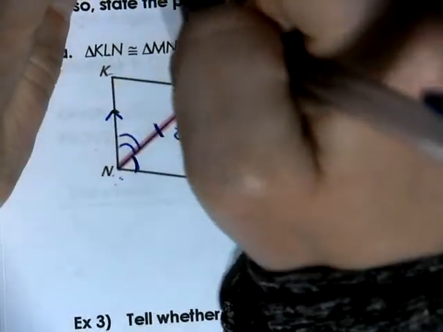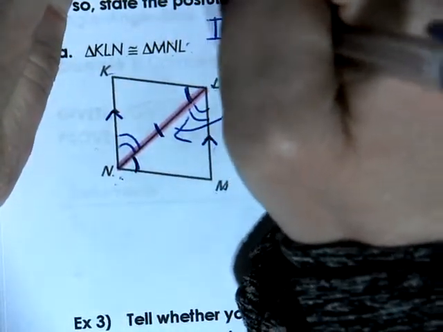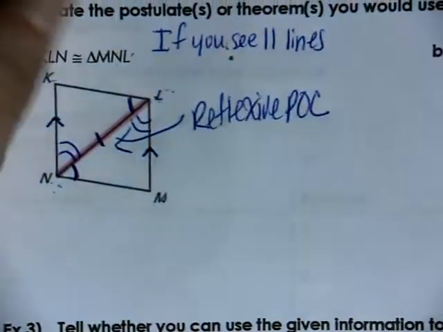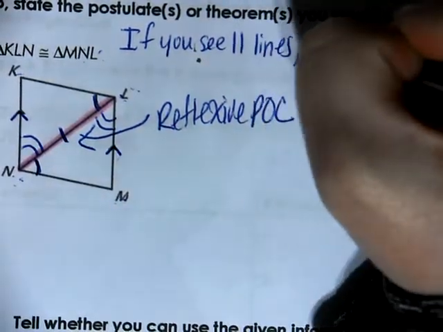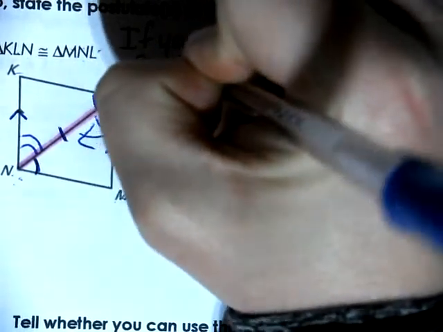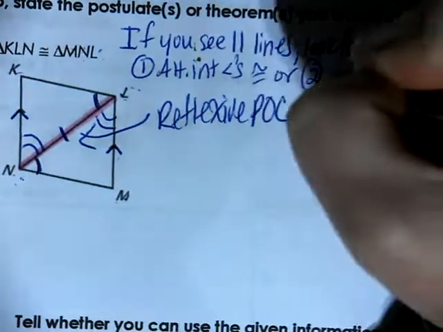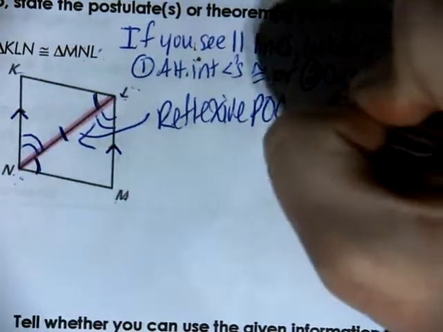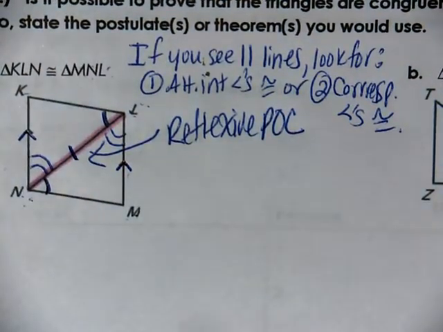So once again, I'm going to write down on my picture that if you see parallel lines, always look for two things. You're either, number 1, looking for alternate interior angles that are congruent, or number 2, you're looking for corresponding angles, which are also congruent. Those are going to be the two that we see.